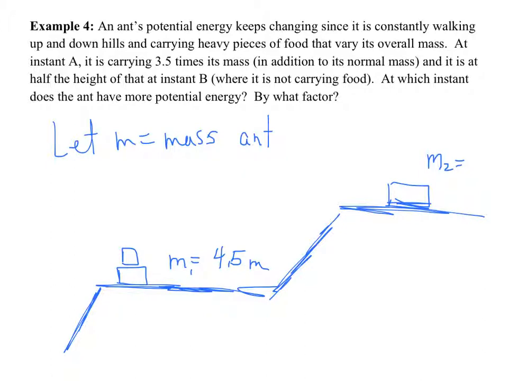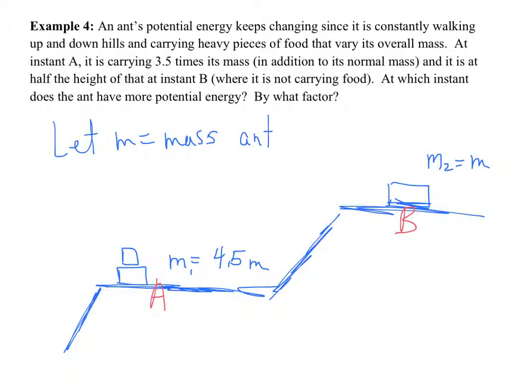Just m, just the mass of the ant, because it's by itself. It's unknown, clearly it's unknown, but it doesn't matter that it's unknown here, because we're looking at relative differences. Now, height. What does it say about the height? It says that when it's carrying at point A, let's label this, by the way, A and B. At point A, it is half the height of point B. So, what should I call point B's height?